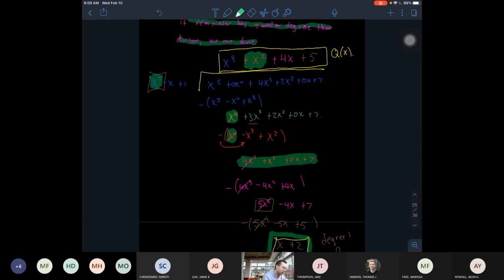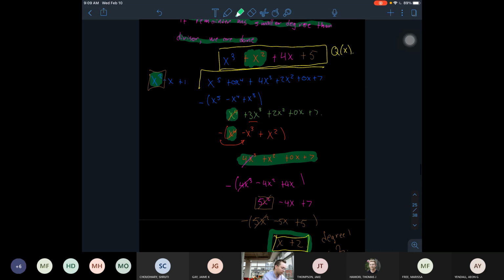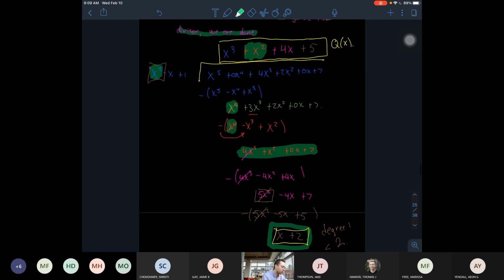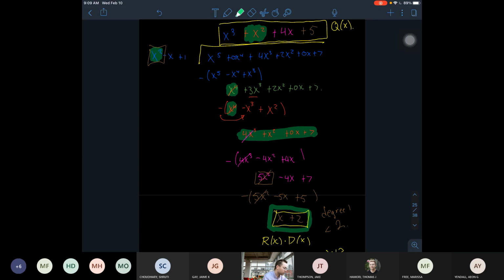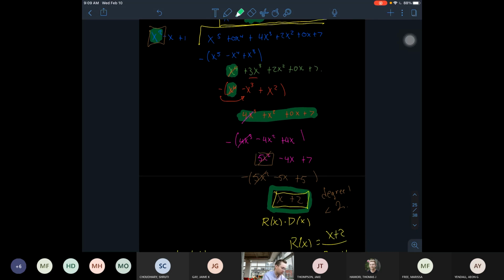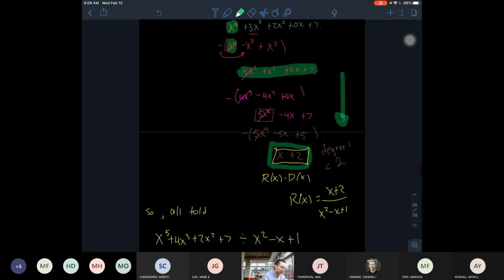Okay, and I just continue this process for as long as my remainder has degree larger than or equal to the degree of the divisor. So I repeated that process. I just kept going and going until I wound up with x plus 2, and I said, aha, this is a polynomial of degree 1, and that's less than the degree of my divisor. So I'm going to stop now because I can't take this any further.